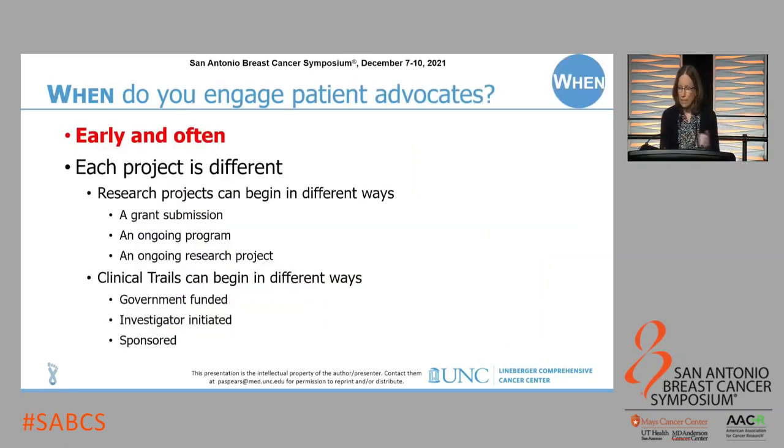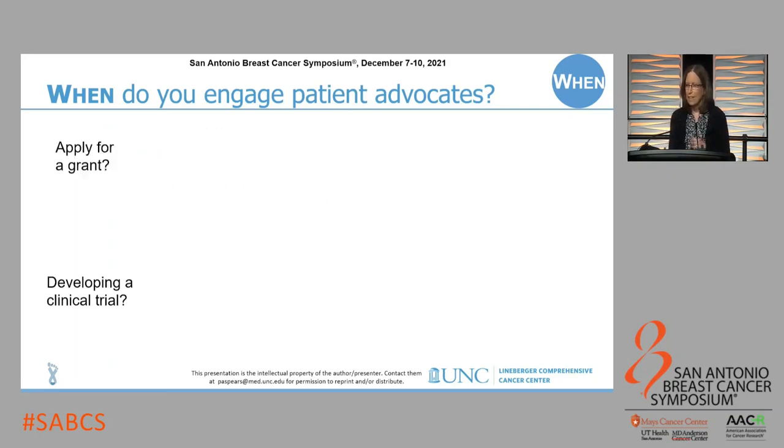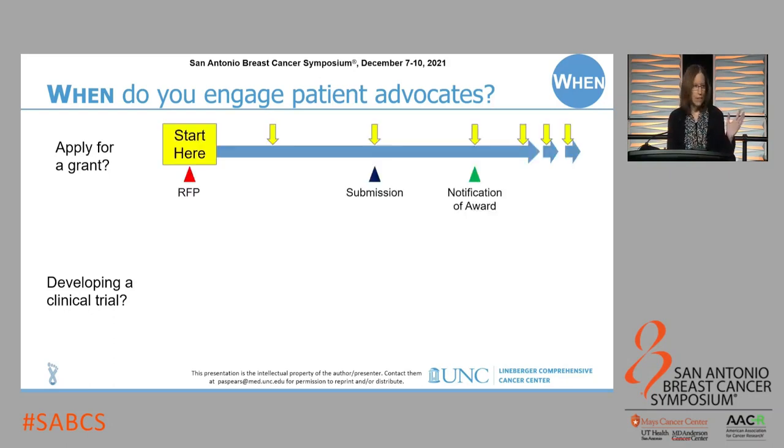So when do you engage patient advocates? Early and often. It differs in different projects, so I made these timelines of different ways. When you're applying for a grant, start at the RFP. When you get the RFP, if there's patients involved, contact and get a patient advocate. And then stay in communication with them through the submission and notification of award. Even if you don't get it, let your patient advocate know.